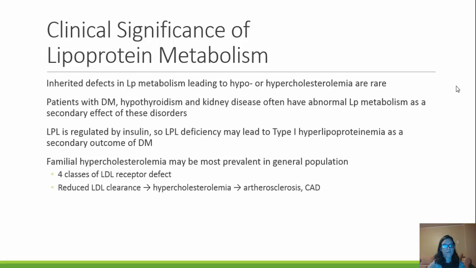And the hypercholesterolemia that's really the most prevalent in the general population is just caused by genetics. It's familial. And in this form, we have, again, reduced LDL clearance, which leads to hypercholesterolemia and atherosclerosis in CAD.